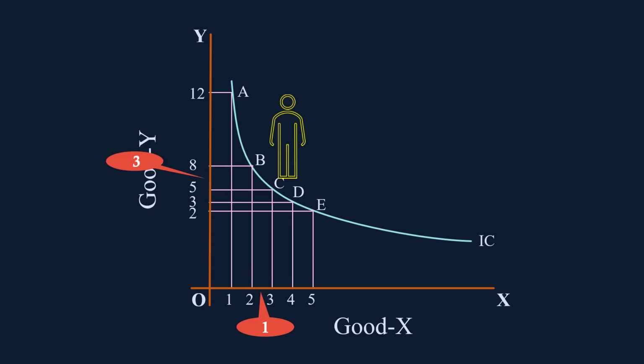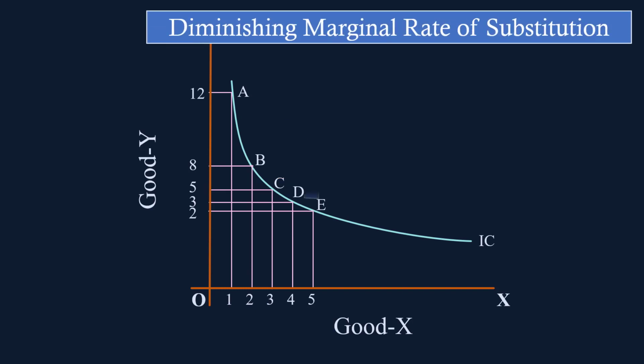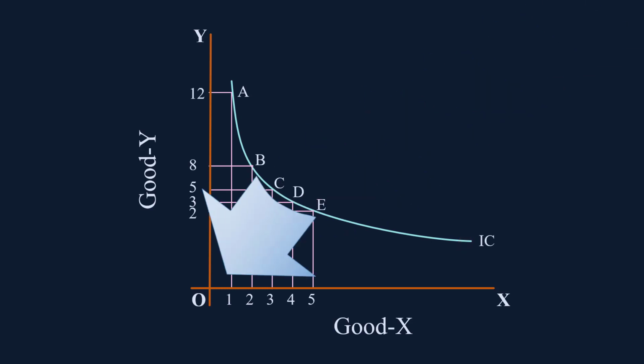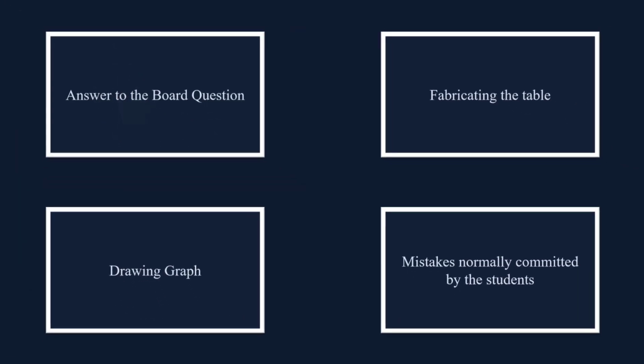Thus, when the consumer moves down along the indifference curve, in order to stay on the same indifference curve, he is willing to part with less and less units of good Y to get one additional unit of good X. This tendency is known as diminishing marginal rate of substitution. Since marginal rate of substitution of good X for good Y is diminishing, the indifference curve is negatively sloping and convex towards the origin. Our answer to the board question ends here.